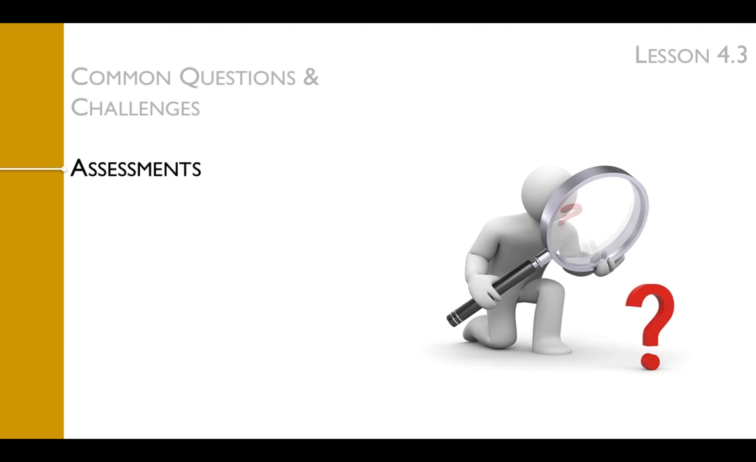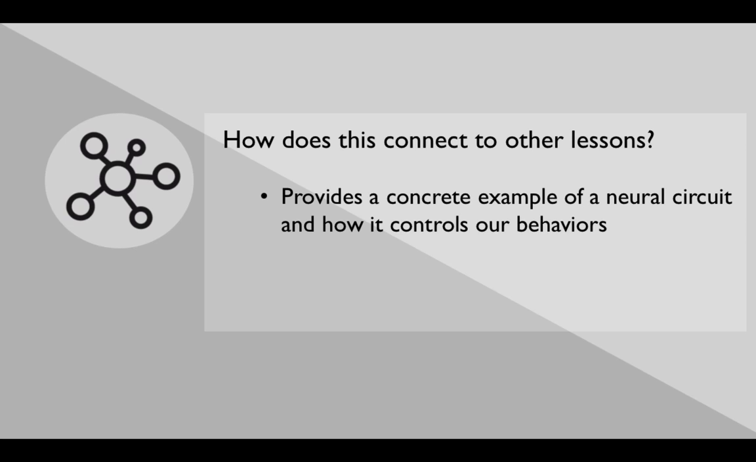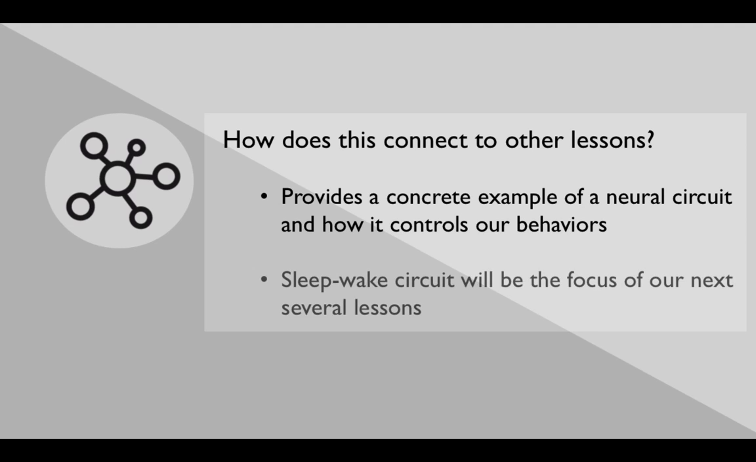At the end of this lesson, students should begin to appreciate the complexity of neural circuits, that various components will make them up, and that the connections between those components are critical in maintaining the overall neural circuitry's function. This lesson provides a concrete example of a neural circuit and how it controls our behaviors. The sleep-wake circuit presented here will be the focus of our next several lessons, and with each lesson it'll get just a little more complicated with more controls and connections.